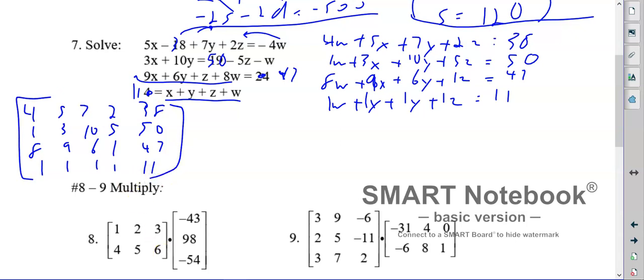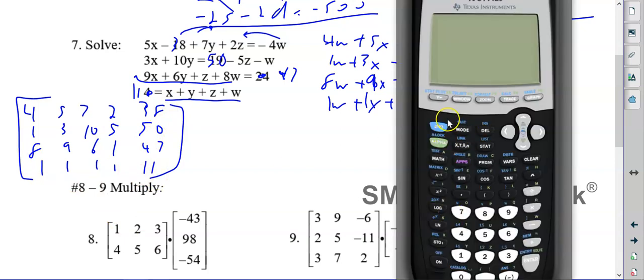Now, my calculator is going to already be set up for this as a 4 by 5, 4 rows, 5 columns, because I've already done this problem twice and it's been wrong both times. So let's go back in and edit this properly this time. 4 by 5. So 4 is right, 5 is right, 7, 2. I have to change this to 38. 1 is right, 3 is right, 10 is right, 5 is right. I need to change this to 50.